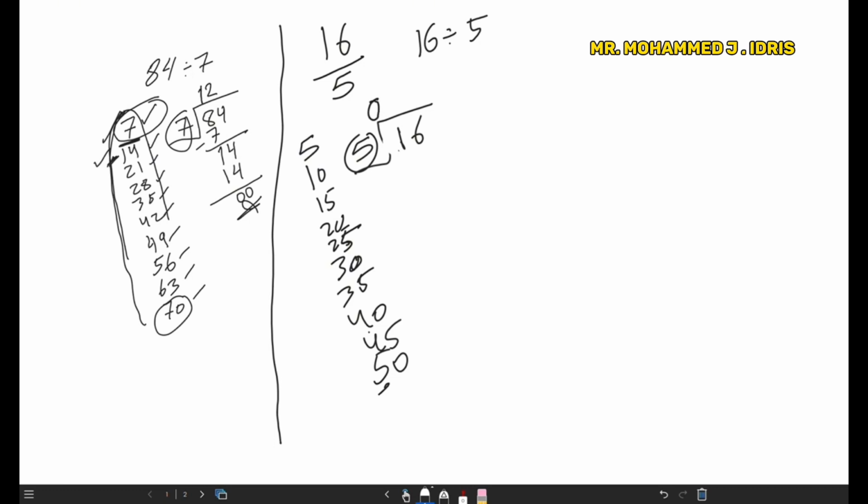1 divided by 5 0, then go to the next number. طبعا بعدين ناخدوها كاملة مع بعضها which is 16. 16 divided by 5. Do we have 16 in here? No we don't, but 16 comes in here between 15 and 20. ال 16 ما عنديش في المضاعفات الخمسة هنا، لكن هي تجي ما بين ال 15 وال 20.